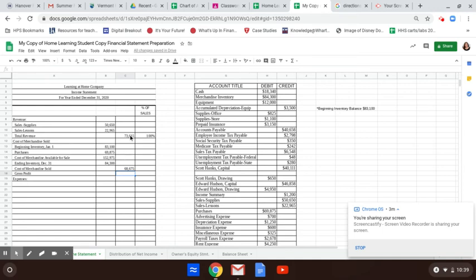So if this is what I sold and then this is what I spent to buy that stuff, then my gross profit is going to be the difference between those two. That's my profit thus far. There we go. So I have a gross profit of $4,940.